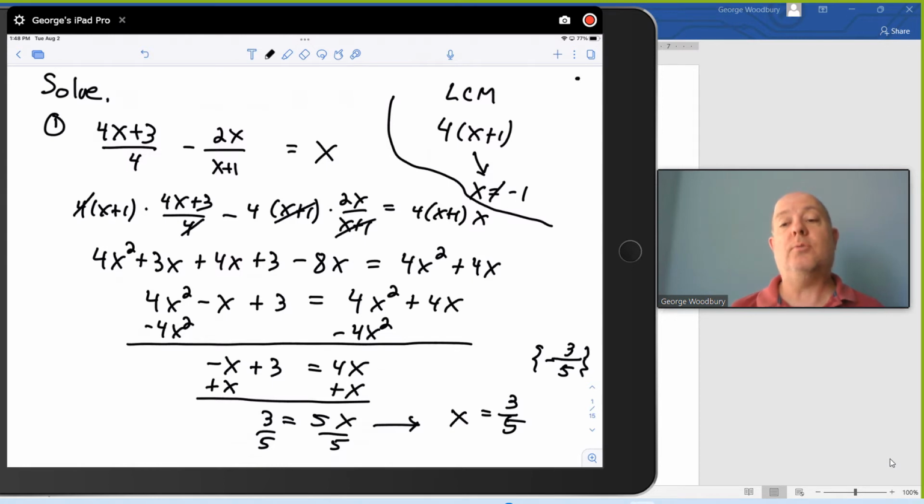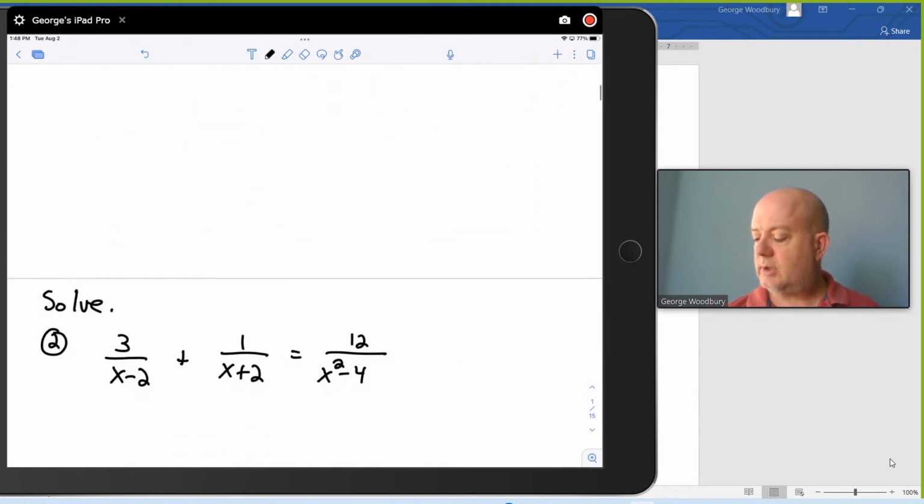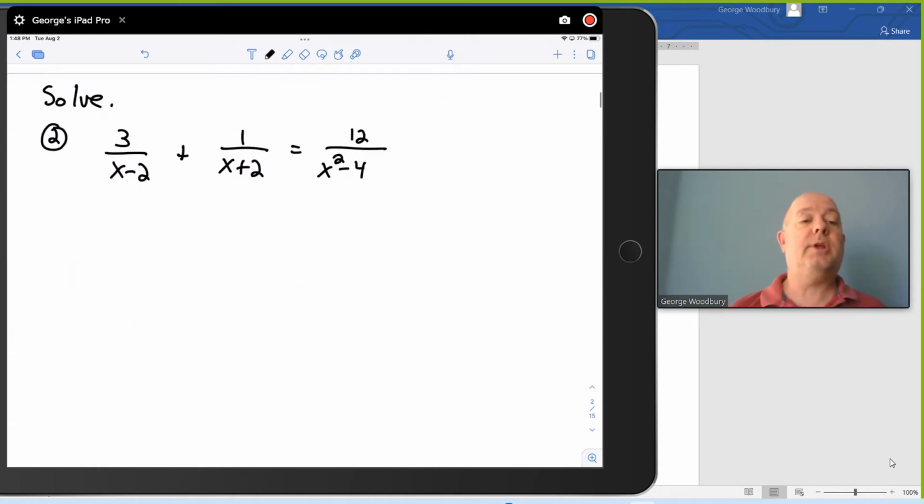Let's take a look at a second one that becomes a little more involved than this one does. Solve 3/(x - 2) + 1/(x + 2) = 6/(x squared - 4). The first thing I'm going to do here is factor the denominator on the right-hand side so that I can figure out what is the LCM. And here, x squared minus 4 factors to be (x + 2) times (x - 2). That is the LCM here.